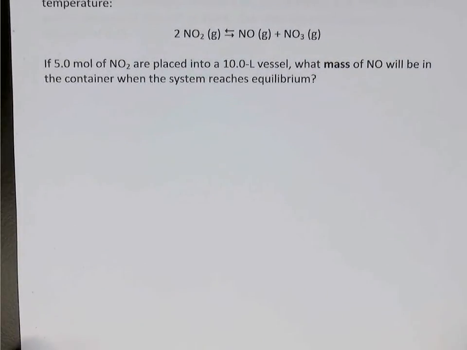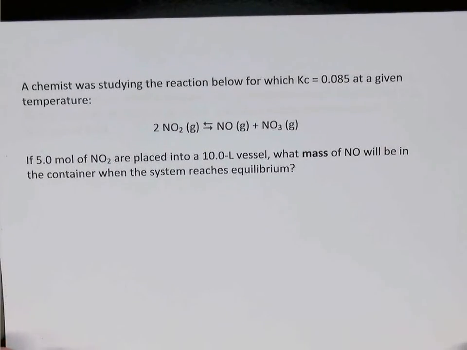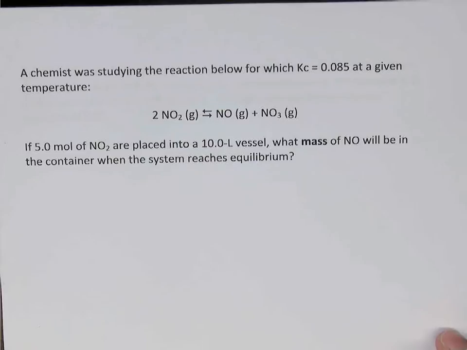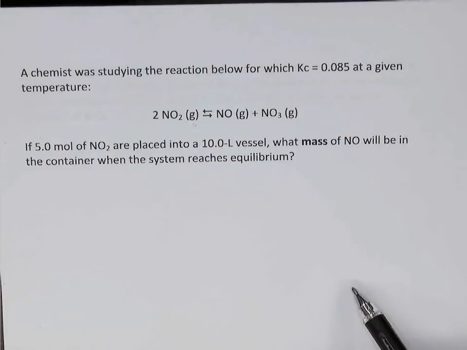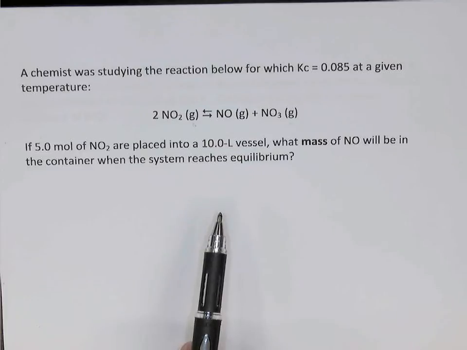All right, here is a third problem. Again, you can pause the video here and try this yourself if you'd like. A chemist is studying the reaction below for which Kc is 0.085 at a given temperature. And we see here a reaction with two NO2s decomposing into NO and NO3, and we notice that everything is in the gas phase. Everything here is homogeneous gas. We've got 5 moles of NO2 placed in a 10-liter vessel, so that's the initial conditions. What mass of NO would be in the container at equilibrium?